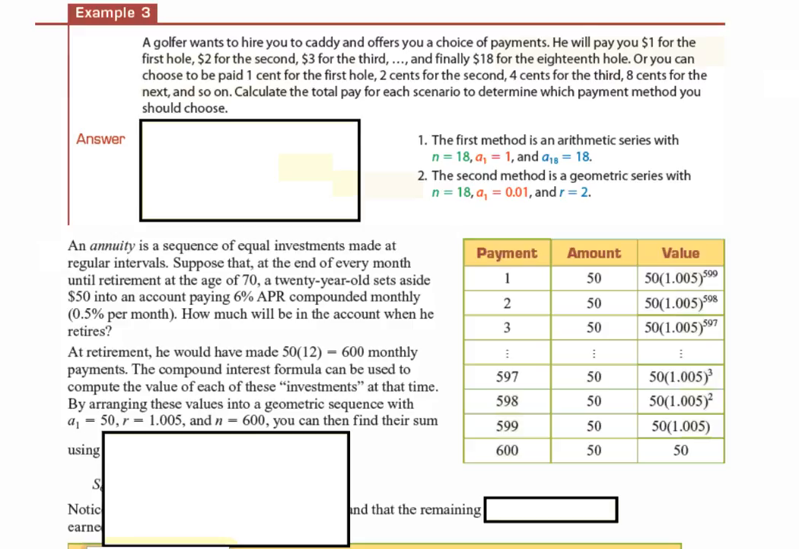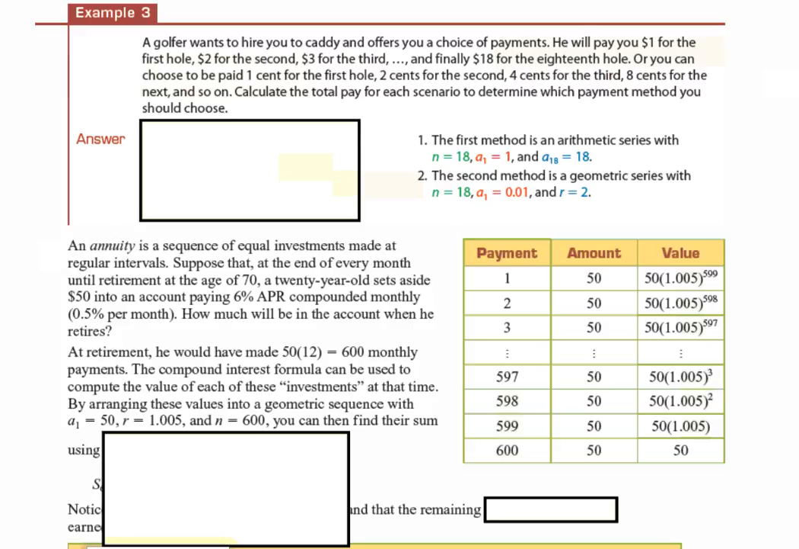So, situation here. A golfer wants to hire you to caddy and offers you a choice of payments. He'll pay you $1 for the first hole, $2 for the second, $3 for the third, and finally $18 for the 18th hole. Or you can choose to be paid 1 cent for the first hole, 2 cents for the second, 4 cents for the third, 8 cents for the next, and so on to the 18th hole. What would be the total pay in each of these systems?